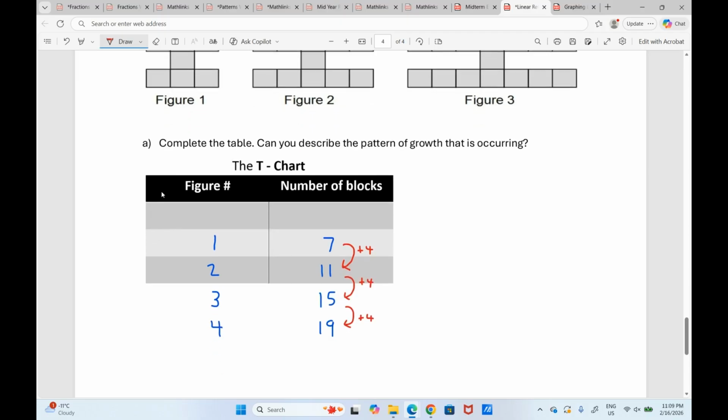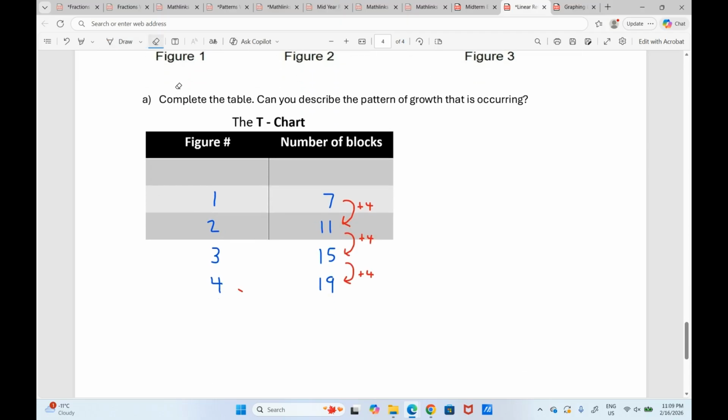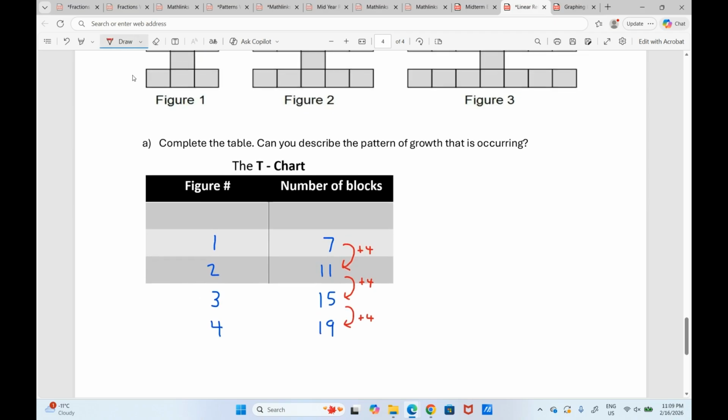Okay, great. So we just created a table of values for our pattern here. And another way to write this table would be to write it as X and Y. I typically write tables as X and Y, where X would represent the horizontal and Y represents the vertical. In this case, X would represent my figure number, and Y would represent my number of blocks.